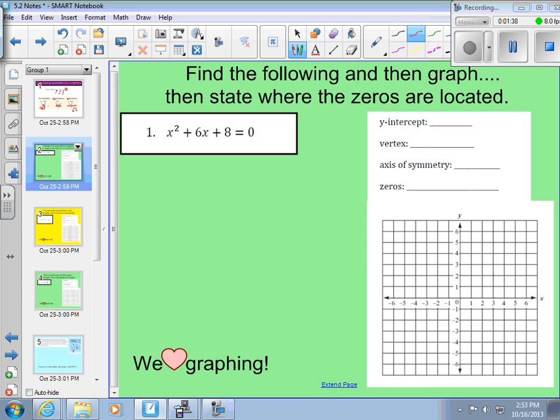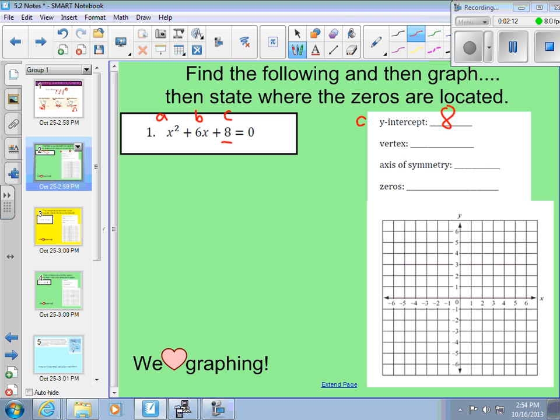So we have on number 1 the equation x squared plus 6x plus 8 equals 0. First, we're going to find some stuff out from yesterday, and then we're going to see if we can find where their parabola crosses the x-axis, where our zeros are. From yesterday, the y-intercept we talked about, that's your c value. If you're graphing with a, b, and c as your coefficients, the c one is your y-intercept. So here that would be 8. 8 would be our y-intercept.